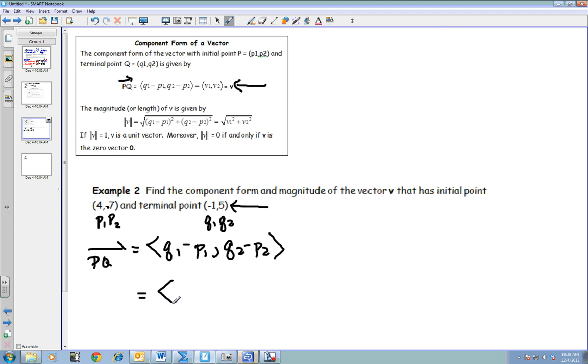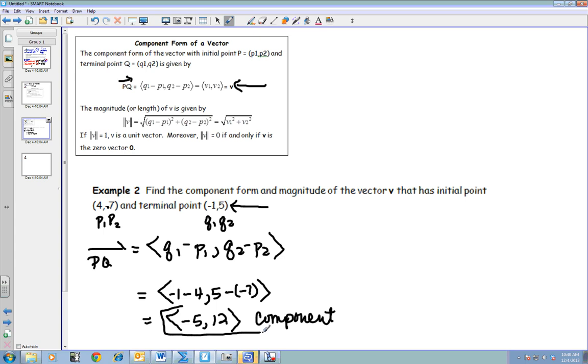So let's do that. Q1 is negative 1 minus P1, which is negative 7. Oops, let me do that again. All right, so Q1, negative 1 minus 4. Q2 is 5 minus negative 7. Okay, so when I simplify that, that's negative 5. That's going to be 12. So now this is the component form, when I have this as my initial point and this as my terminal point. This is the component form of that vector.